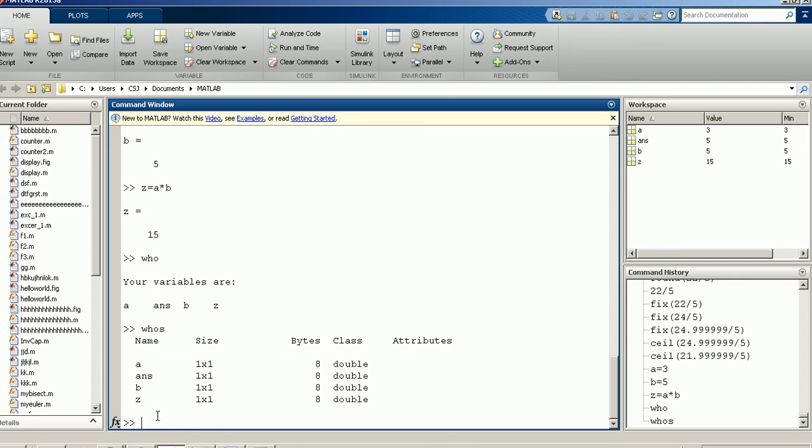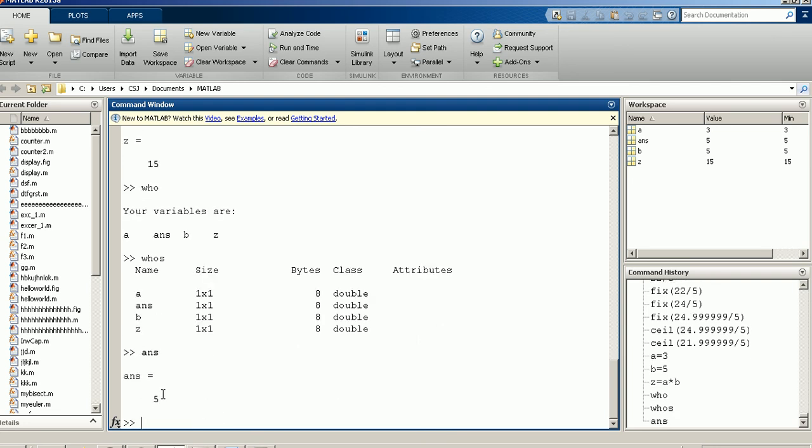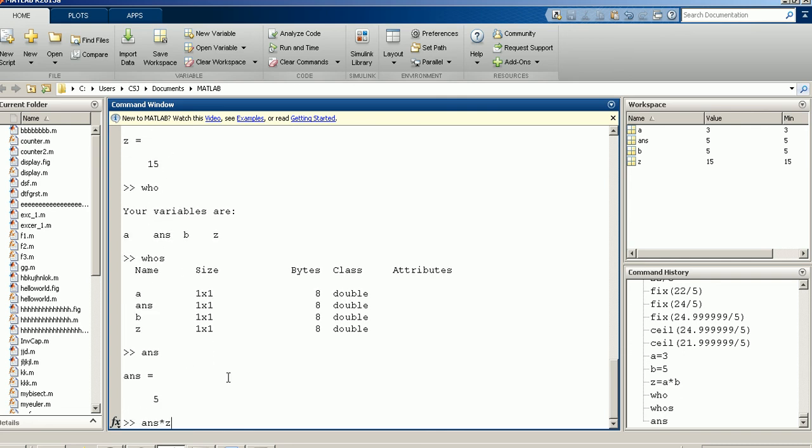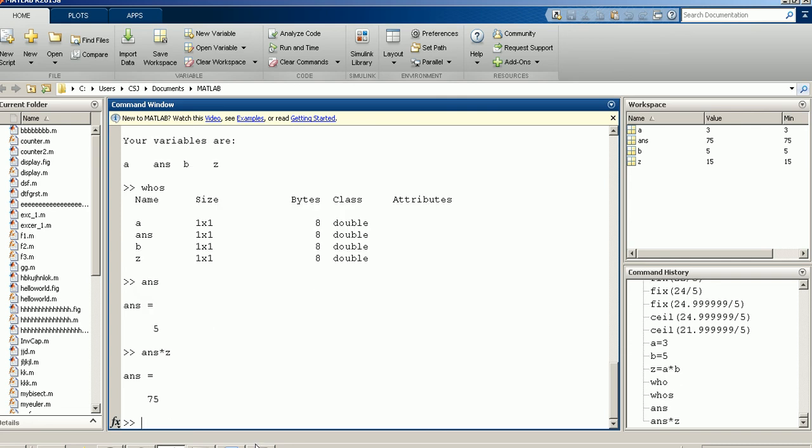So let me test. Let me put ans and press enter. You see, it gave me ans is 5. I can still use ans times z. As you know, z is 15 and ans is 5. 5 times 15 is 75. So the result is 75.